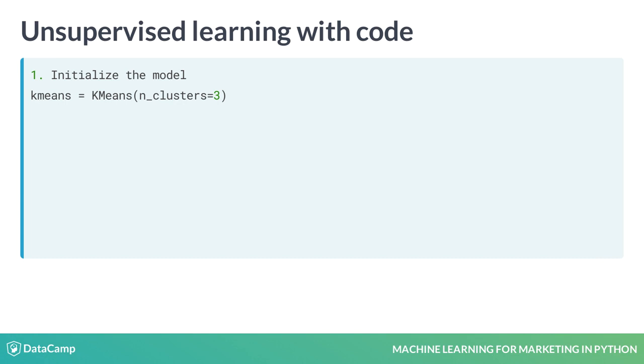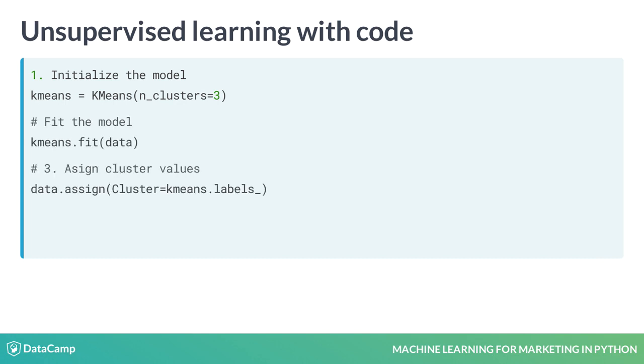In the second step, we fit the model on the data. Next, assign the cluster labels to the original dataset as a separate column. Finally, we explore the clusters by aggregating the original data for each cluster. In this case, we calculate the average of each variable for each cluster.